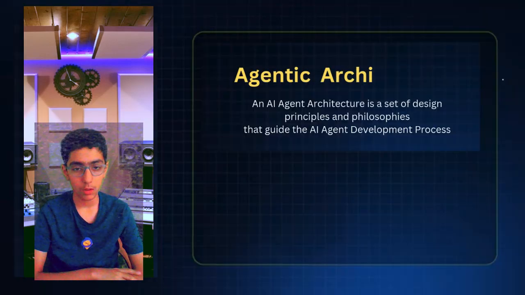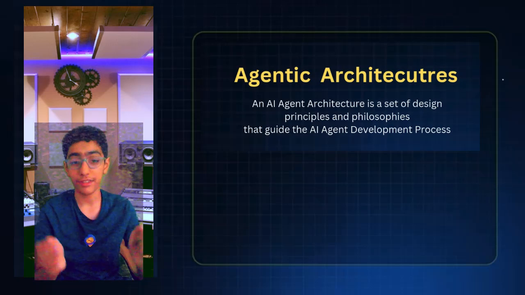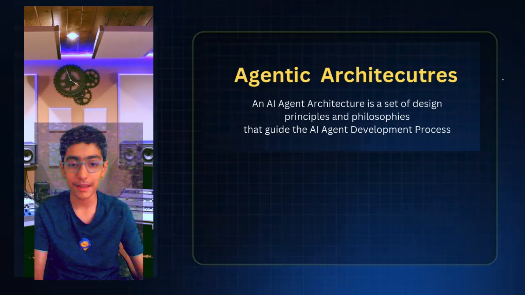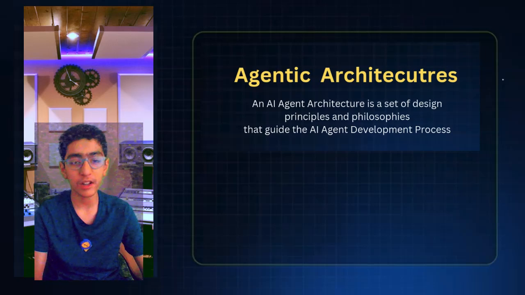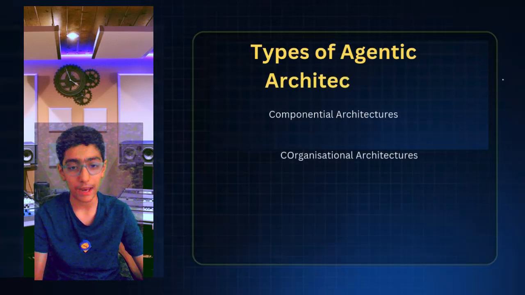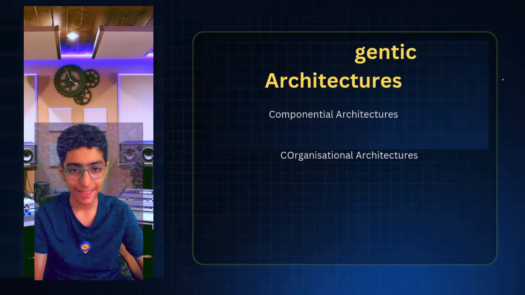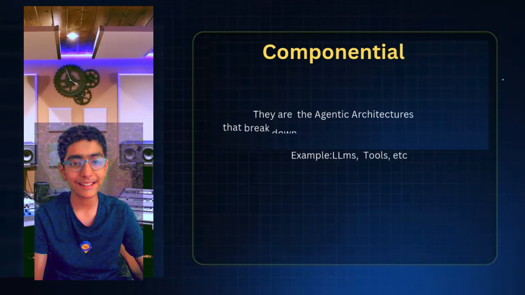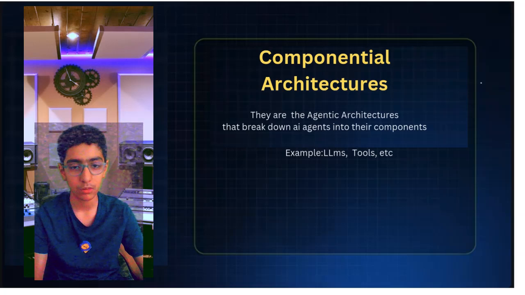So first of all, we'll be discussing the different types of AI agent architecture. But first of all, what exactly is an AI agent architecture? Well, an AI agent architecture is a set of design principles and philosophy that guides an AI agent developer's process during the building part. And there are two main types of AI agent architecture that I like to focus on. Number one, componential architectures, and number two, organizational architectures. And I know this sounds like technical jargon to a lot of people out there. But let me just break it down for you, shall I?